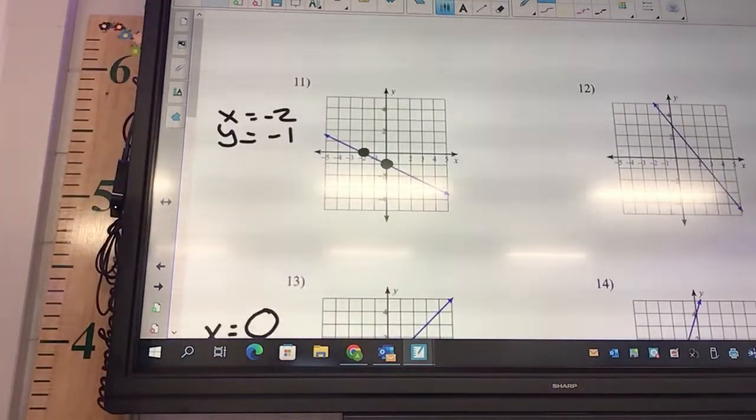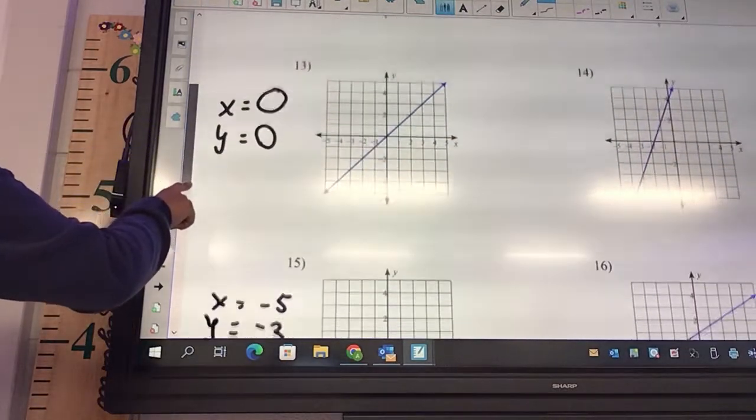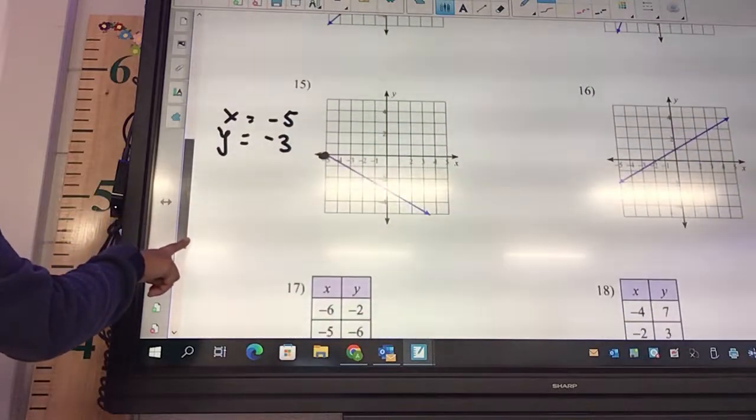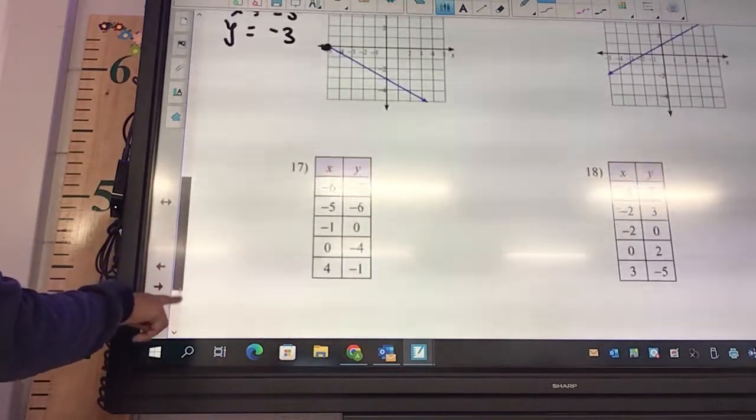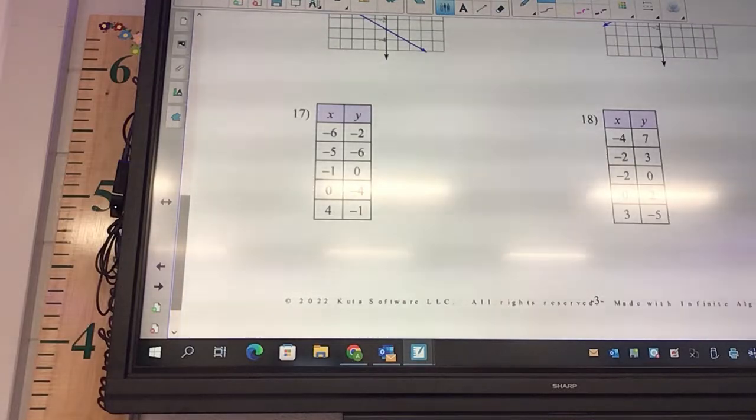Okay, 11. It's negative. Okay, 13. Positive. 15. Negative. The more that we do graphing, you need to understand the difference between positive and negative lines. That is where most kids go wrong with graphing.